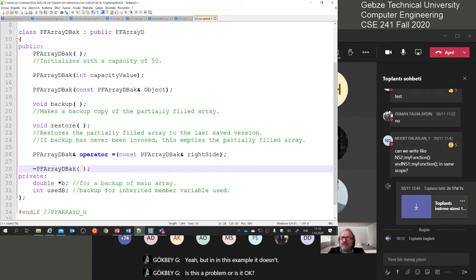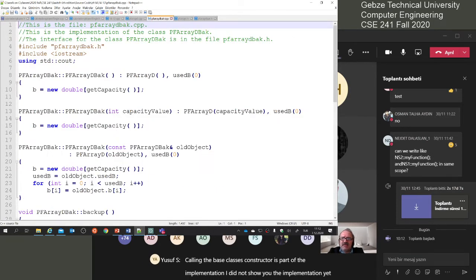But I didn't show you any code yet. How did you know that the derived class does not call the base classes constructor? We don't type them in the header? No, we don't. Calling the base classes constructor is part of the implementation. I did not show you the implementation yet. Implementation is here. See? It calls the base classes constructor.